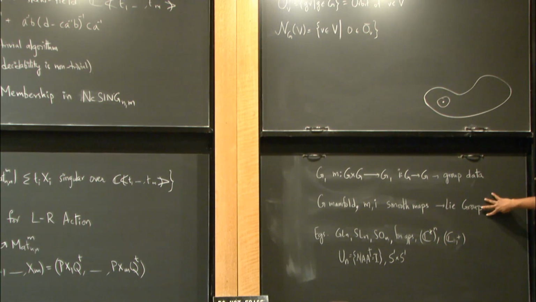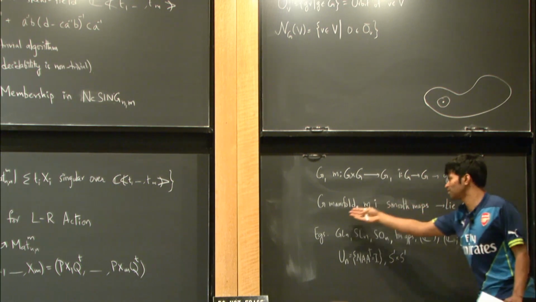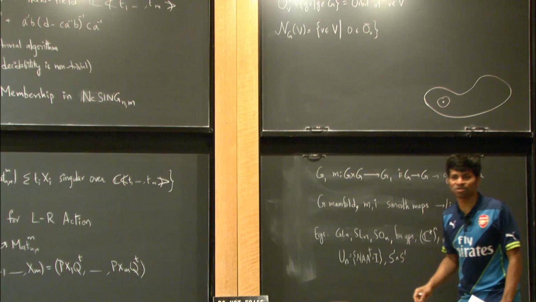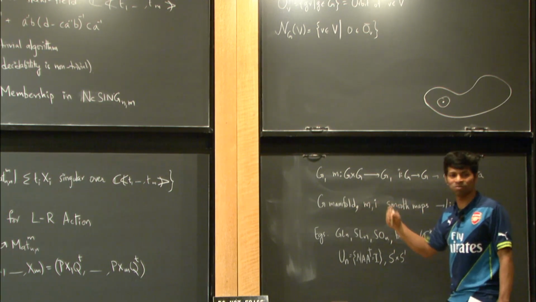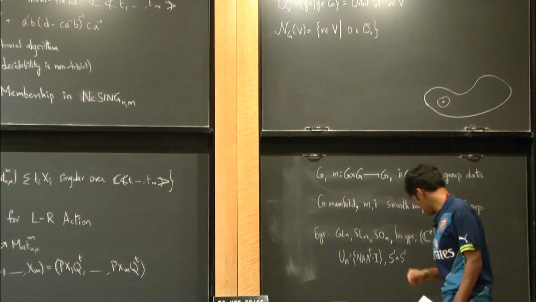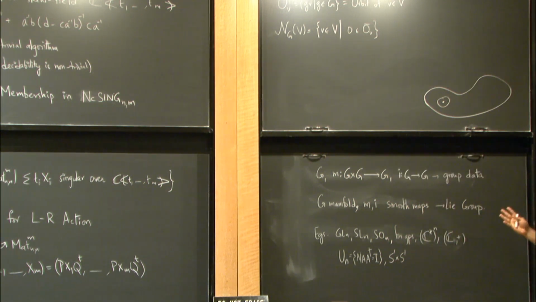The reason I'm trying to tell you this is that you could replace this with any other thing. You could replace manifold with a variety and these to be polynomial maps. You could replace it with a topological space with continuous maps, and you get a topological group, and so on. Okay. So what are the examples of Lie groups?